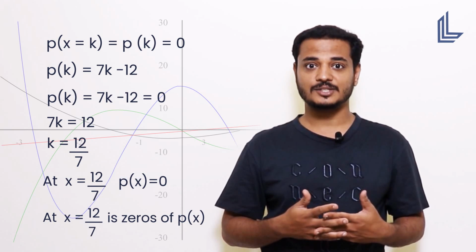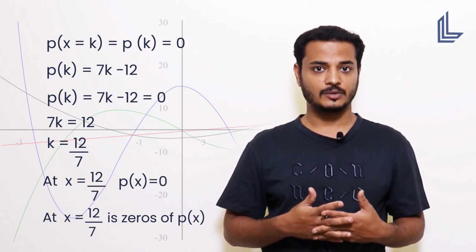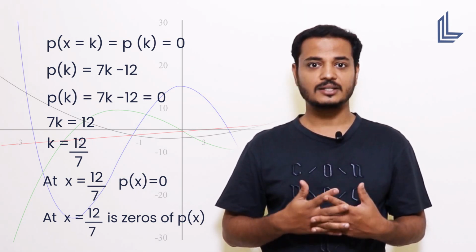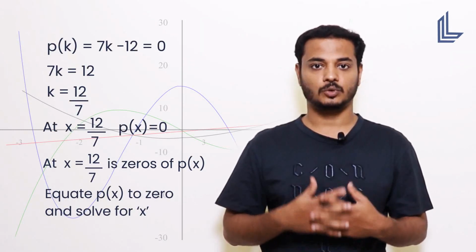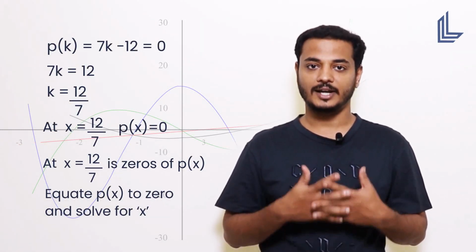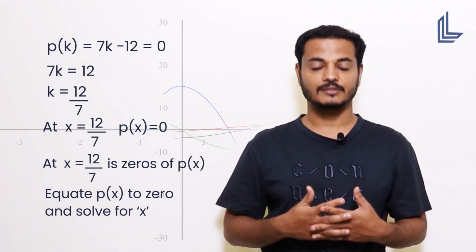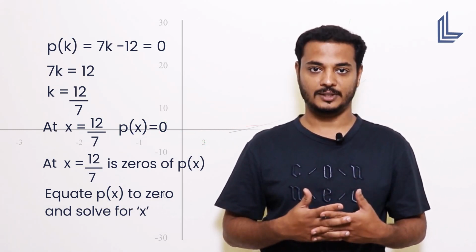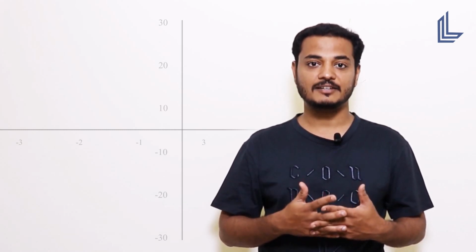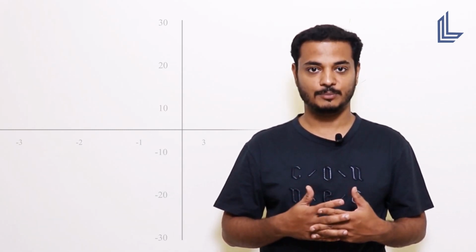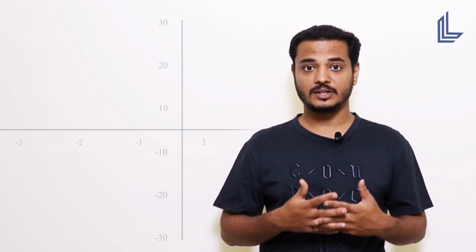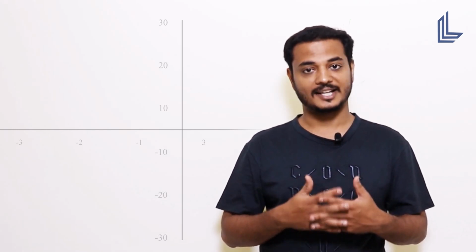So what did we just do here? All we did here was we equated the polynomial p of x to 0 and then solved for x. The solution that you obtain for x will be the 0 of the polynomial. Now this is how you systematically find 0 of any higher degree polynomial. We will talk about that and more in the next video.